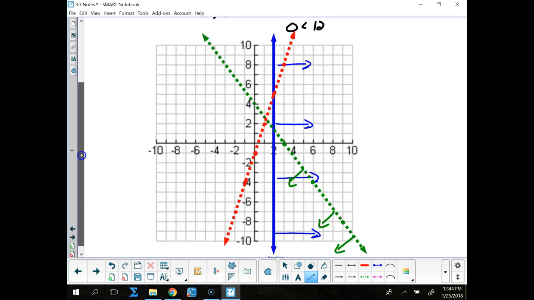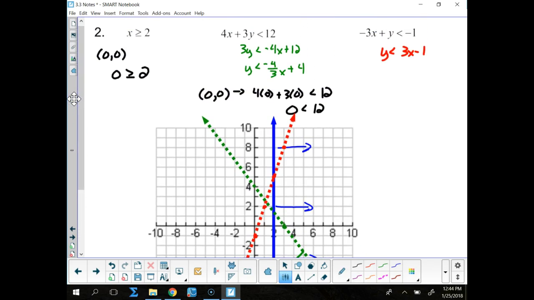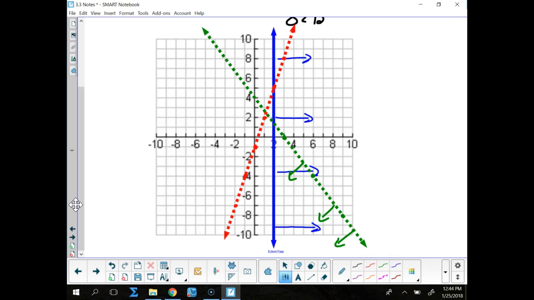Did I go through the origin? It looks close, but I didn't really go through it, so I'm still good. -3 times 0 plus 0 is 0, less than or equal to -1. True or false? False. So I'm going to shade on the opposite side of the line. So that means that I would shade down in this general area right here.